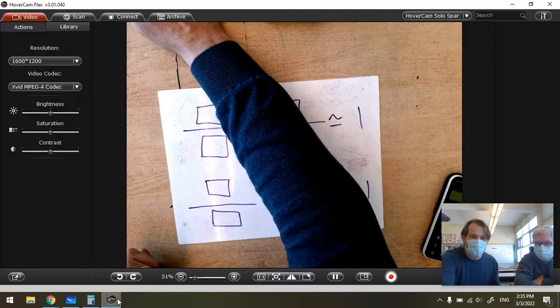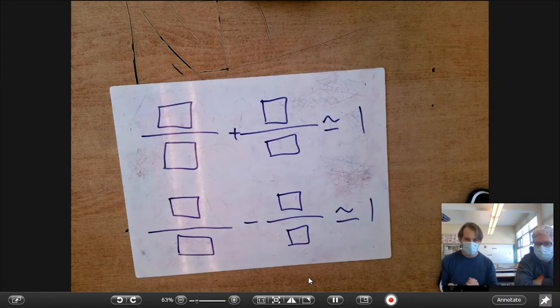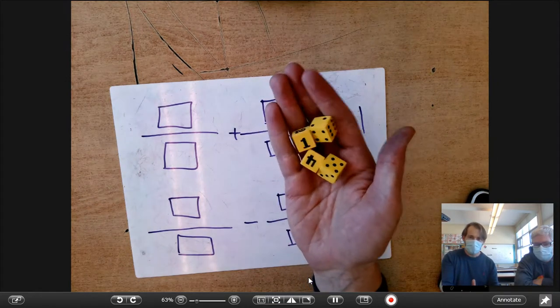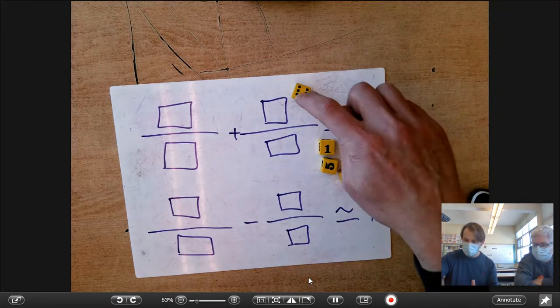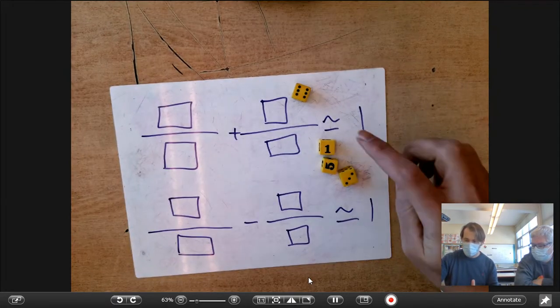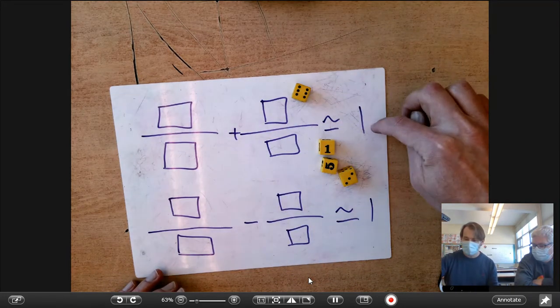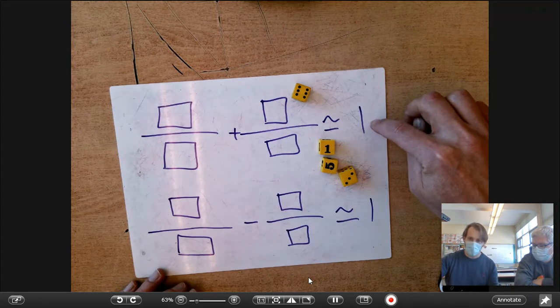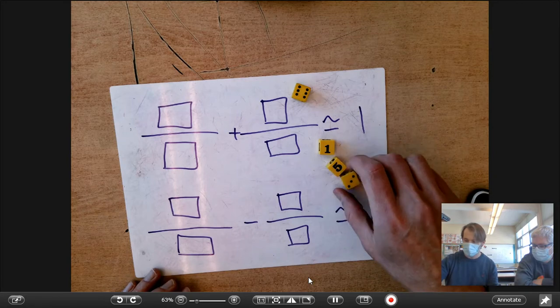So let's kick on our document camera so that we can see what we're up to here. Here is a game board. And what we're going to do is take 4 dice, and you're going to take turns rolling them. And now I've rolled a 6, a 5, a 3, and a 1. My goal is to find a way to add those together to equal as close to 1 as possible, or to subtract 2 fractions and make that as close to 1 as possible.